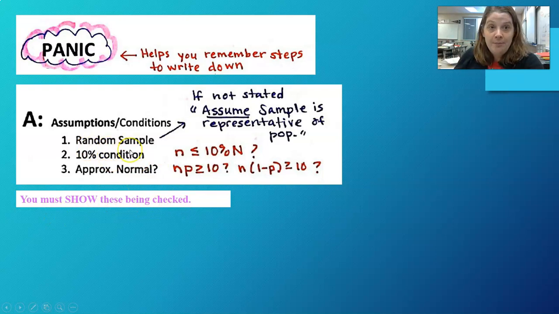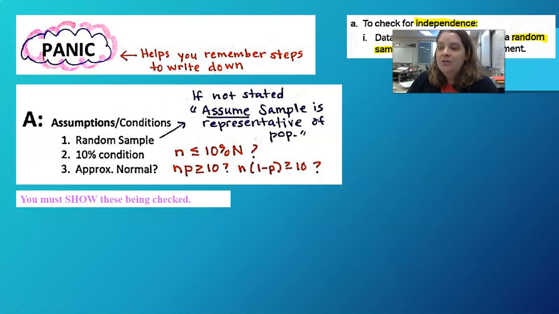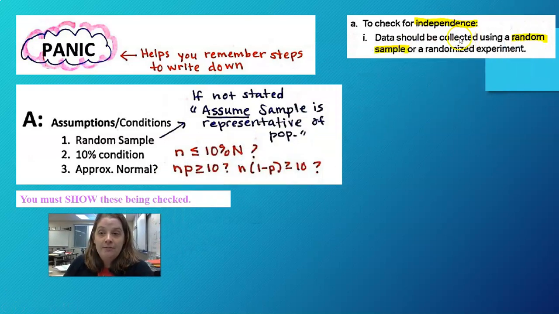So for the random sample, you want to say, okay, is it a random sample? And if it doesn't say it's a random sample, then you're going to have to make an assumption. You can't assume it was random, but you can assume that the sample is representative of the population, much like we did with the Hershey Kisses. To check for independence, you need to make sure your data is from a random sample or a randomized experiment, because we want it to be representative of our population.